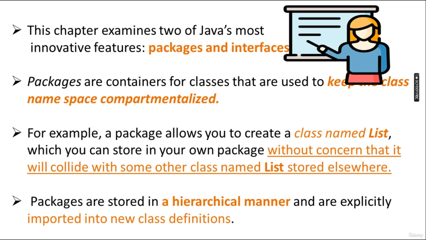So if you want to access some class, you can access that particular class by providing the package name dot class name. For example, a package allows you to create a class named List which you can store in your own package without concern that it will collide with some other class named List stored elsewhere. So if you want to have the class named List two times in the same project, you can create two different packages and create the class List in both. So name collision will not take place.